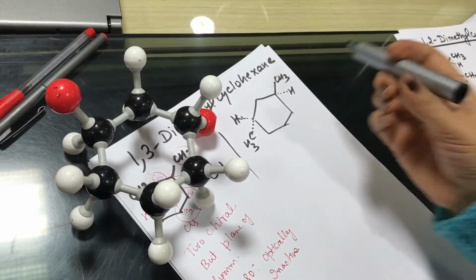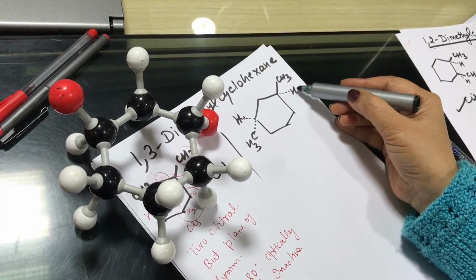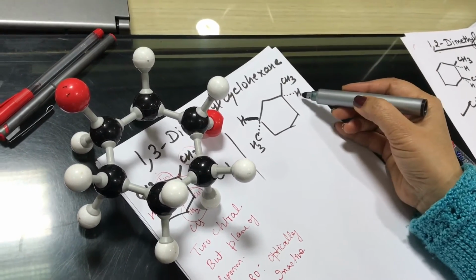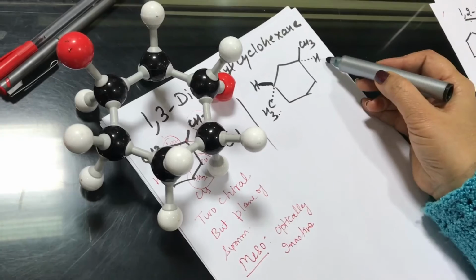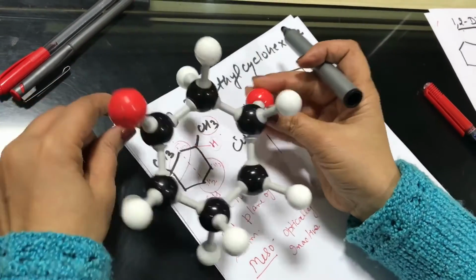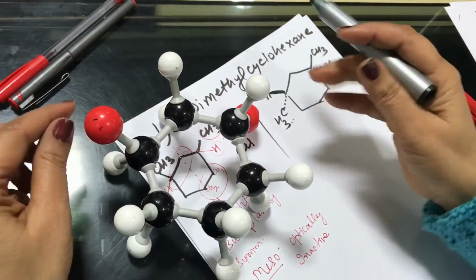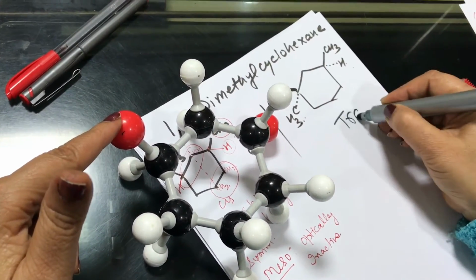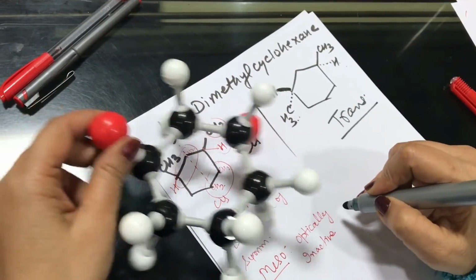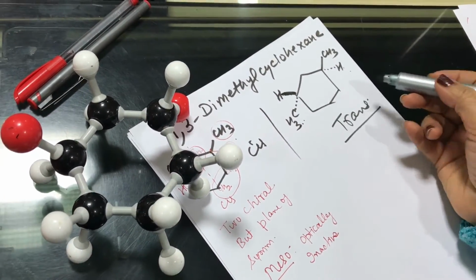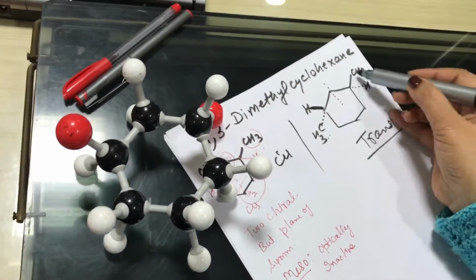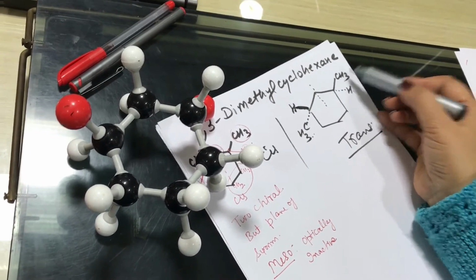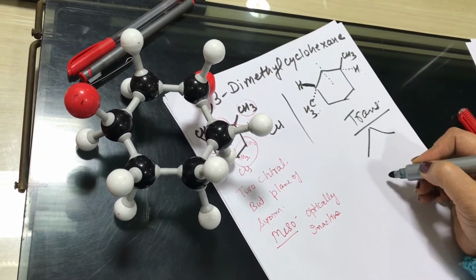See, dotted line. Methyl and H are on the same side. Methyl and H are on the same side. Methyl and H are on the same side, but the methyls are on the opposite side. So this one is trans. But there is no plane of symmetry because we can't divide it into 2 equal halves. On one side there is hydrogen, on the other side it has a different group, methyl. So trans is optically active.